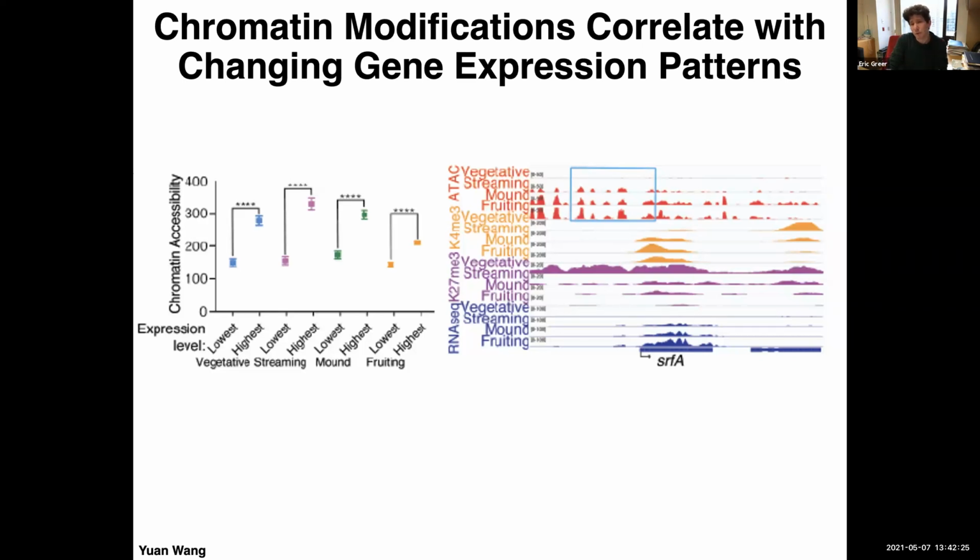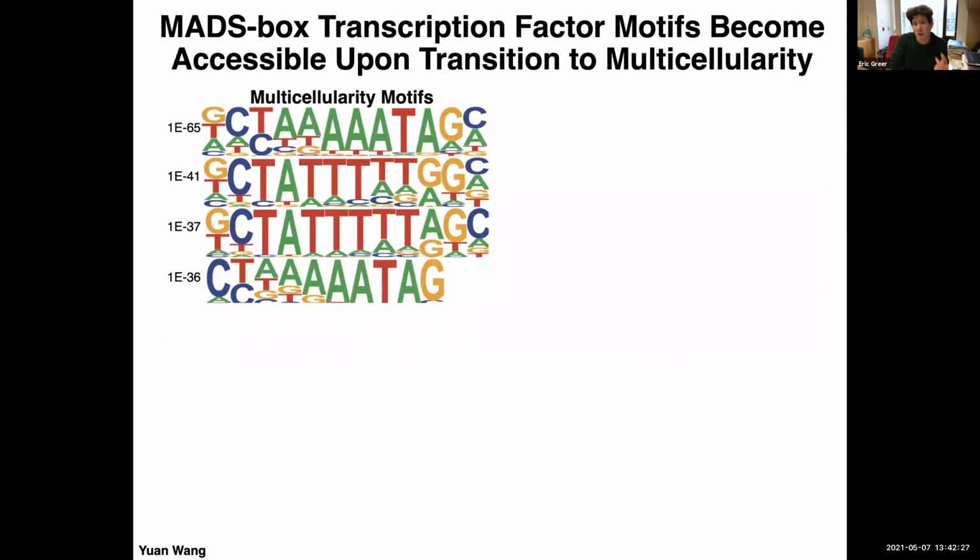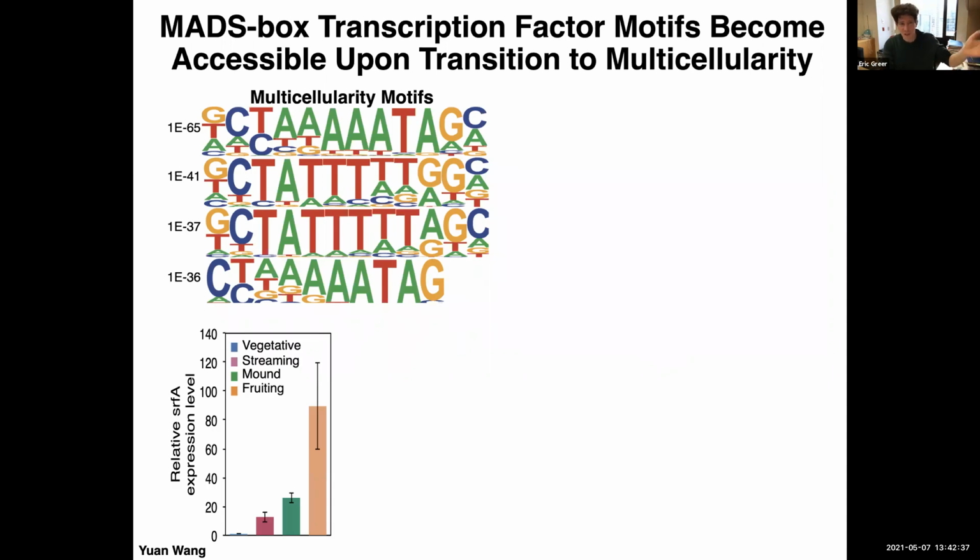So Simon searched for motifs which became accessible upon multicellularity, and he identified this MADS box transcription factor was enriched in the multicellular stages. So SRFA, this gene which I just mentioned, is actually a MADS box transcription factor which increases dramatically upon the transition to multicellularity. So we want to test to see if SRFA was therefore important for multicellularity in Dictyostelium.